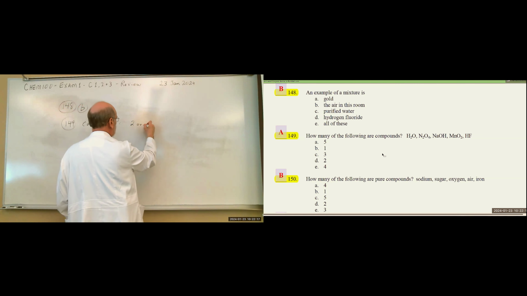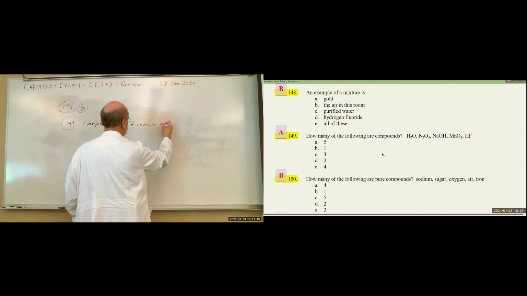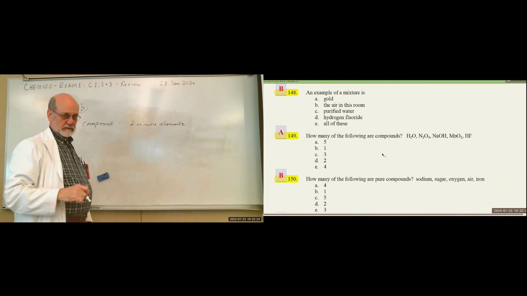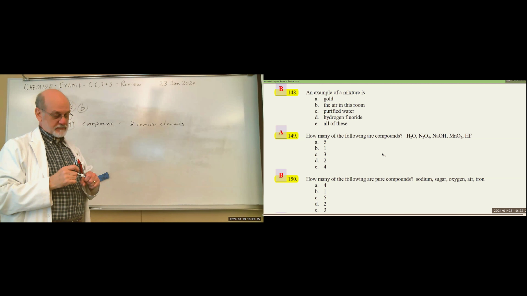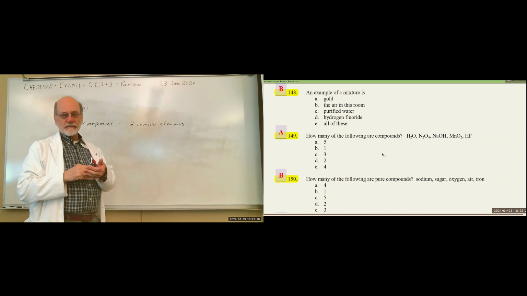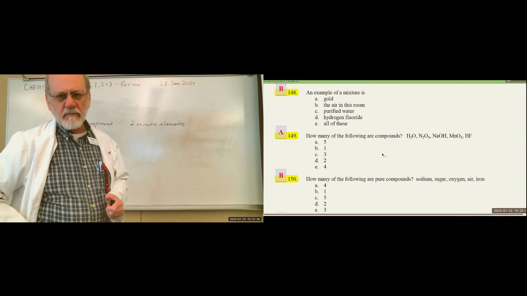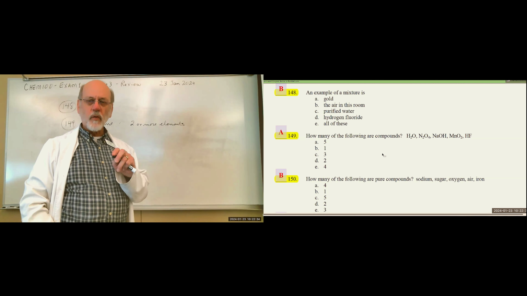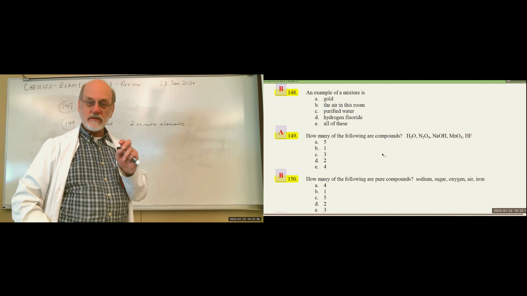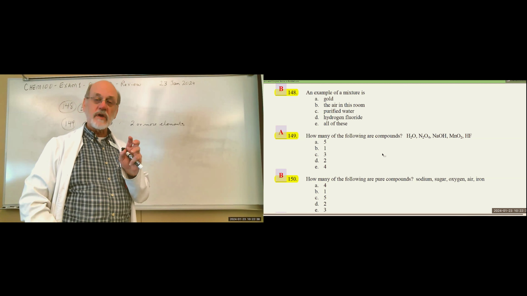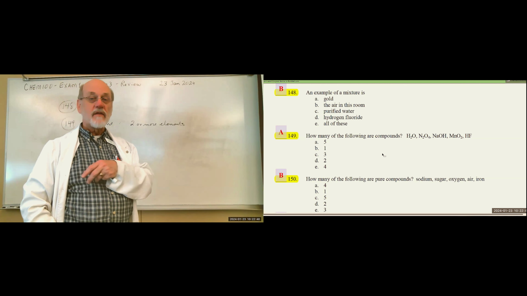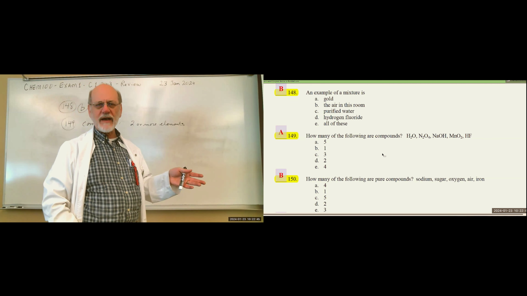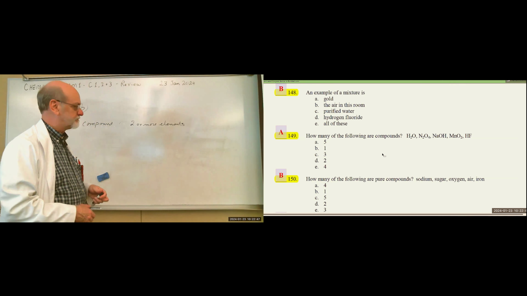Two or more elements to create a new substance. So let's see. Water has two elements in there. N2O4 has two elements. NaOH has three elements. MnO2 has two elements, and HF has two elements. They're all compounds. So it's 1, 2, 3, 4, 5. A is the answer.